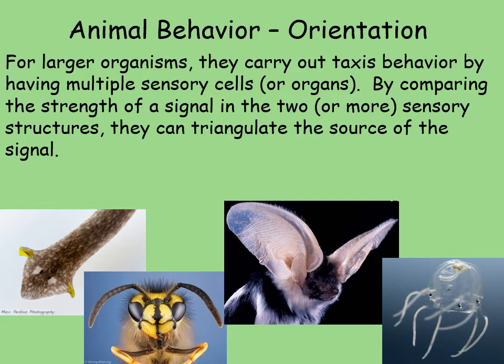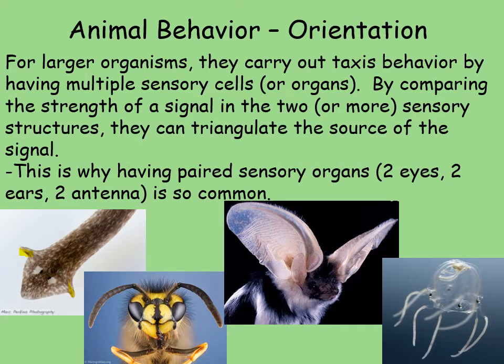So if you have two ears and you get a stronger stimulus in your left ear, like this sound is louder in your left ear, then you know the source of the sound is towards the left. You can change the orientation of your head until you get the same volume in both ears, and then you know you're facing towards it. This is a lot of times how animals will triangulate the direction of a signal: they'll change their orientation until they get the same strength signal hitting their paired sensory structures.